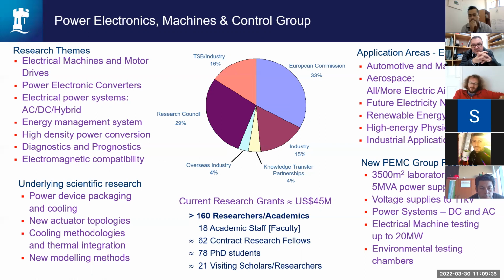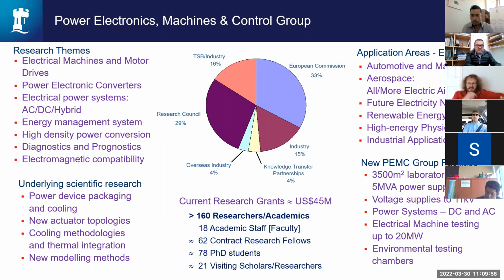And to fund all those people, we currently have about $45 million worth of research income. And that pie chart shows where that comes from. So some of it comes directly from industry, some of it comes with government support. So where it says TSB, TSB is a UK government agency. Some of it comes from the European Commission, and all of that is in collaboration with industrial partners.